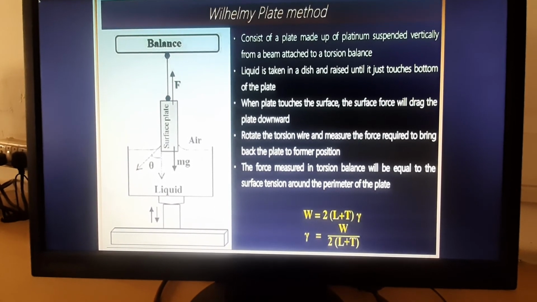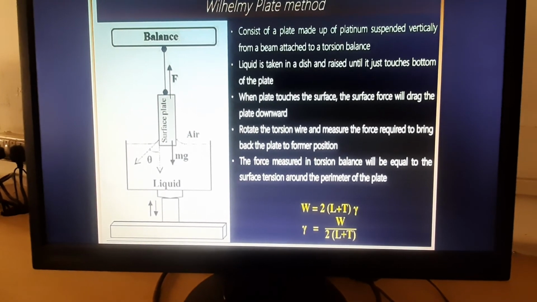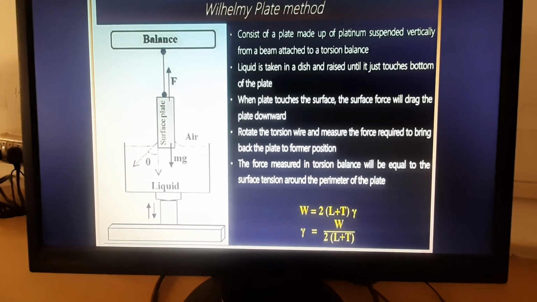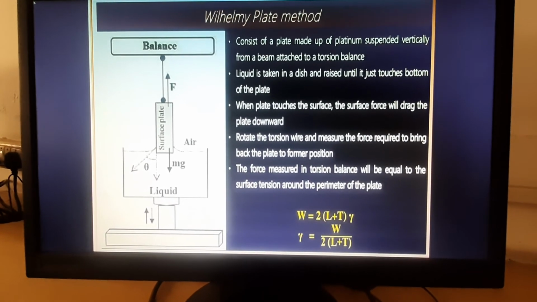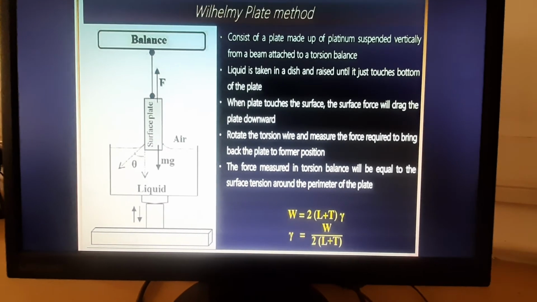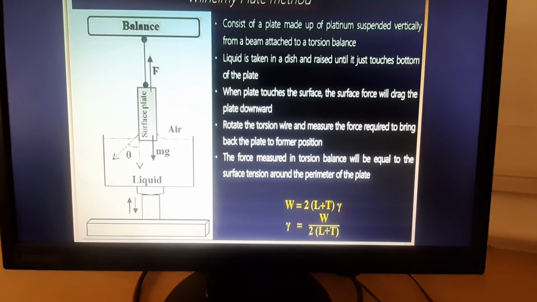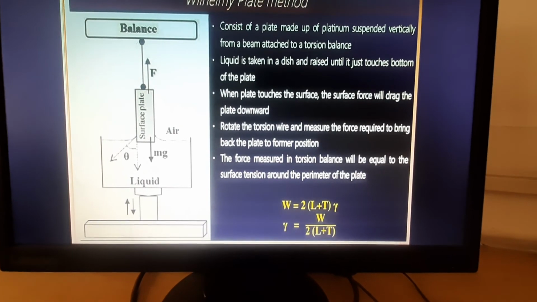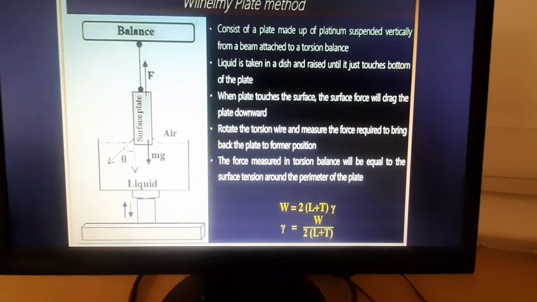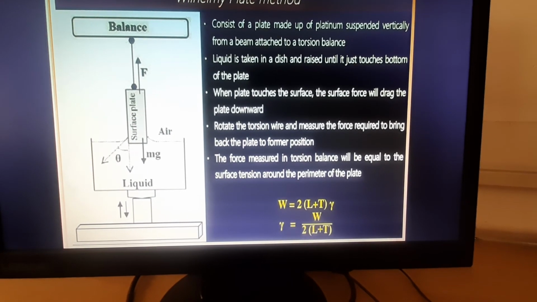Now this force is measured in the torsion balance and it is equal to the surface tension around the perimeter of the plate. Here we measure the force in the torsion balance. Here W is equal to 2 into (L plus T) gamma. Here gamma is equal to W upon 2 into (L plus T).